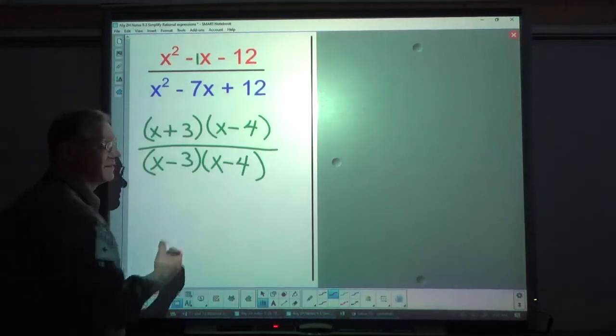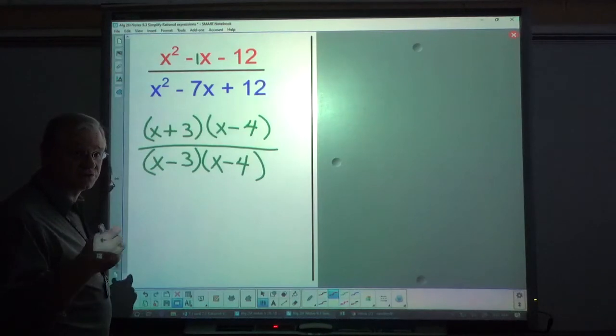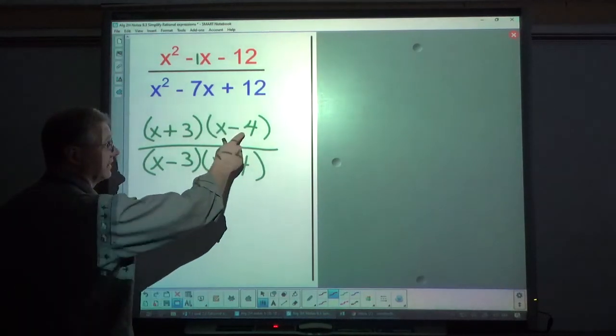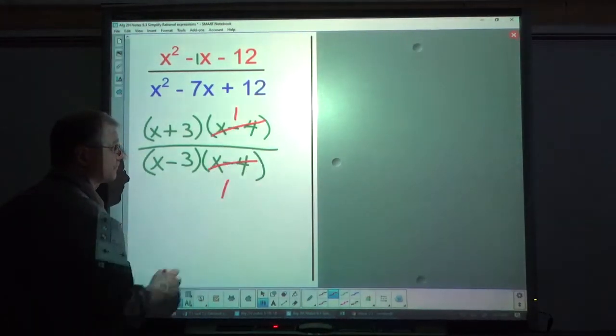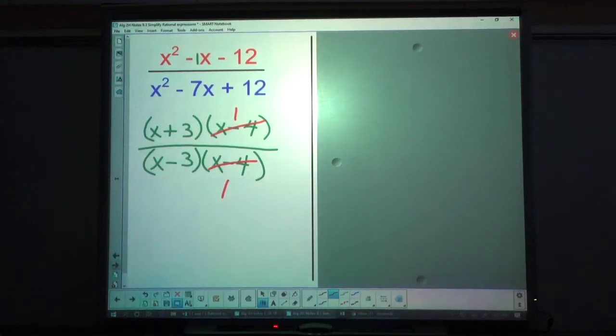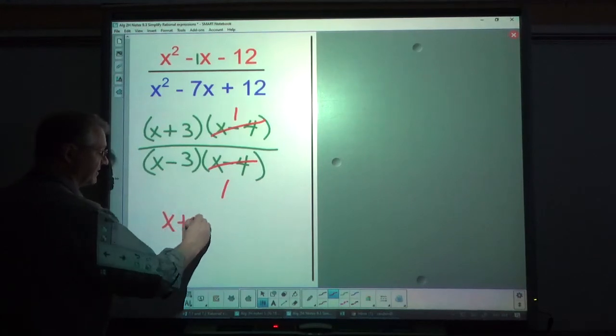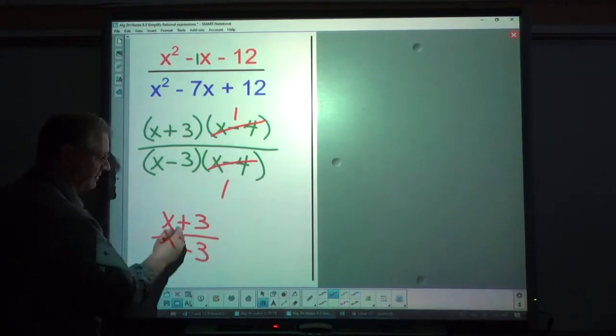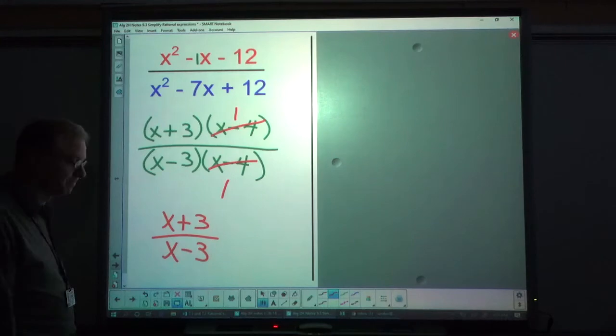The expressions have to be identical in the parentheses to reduce. The x minus 4 and the x minus 4 can reduce. x plus 3, x minus 3. Are those identical? No. So x plus 3 over x minus 3, that is your answer.